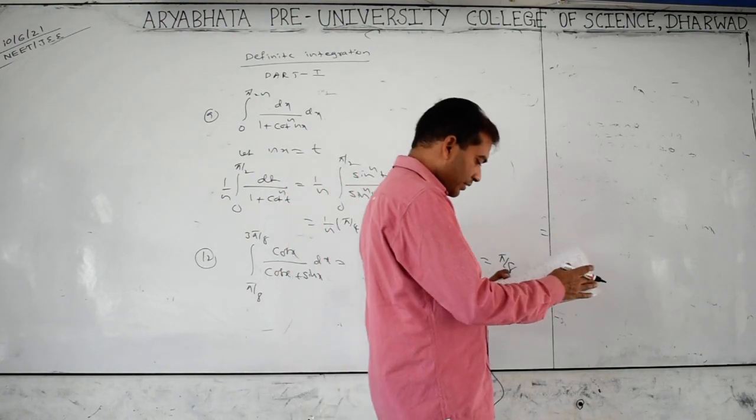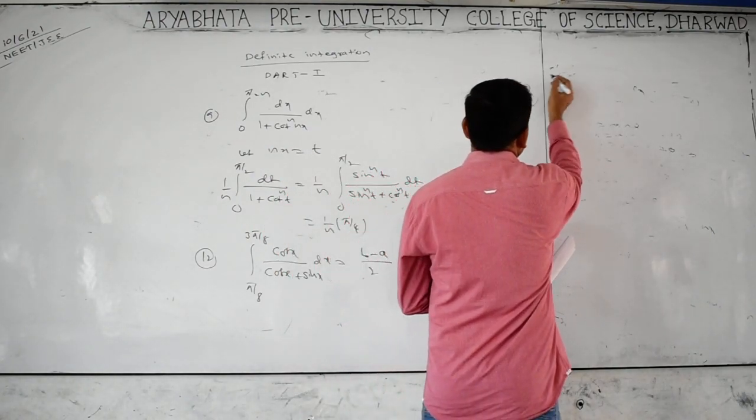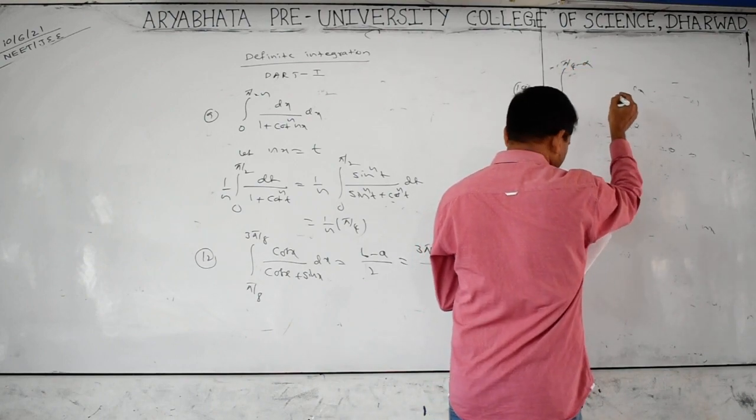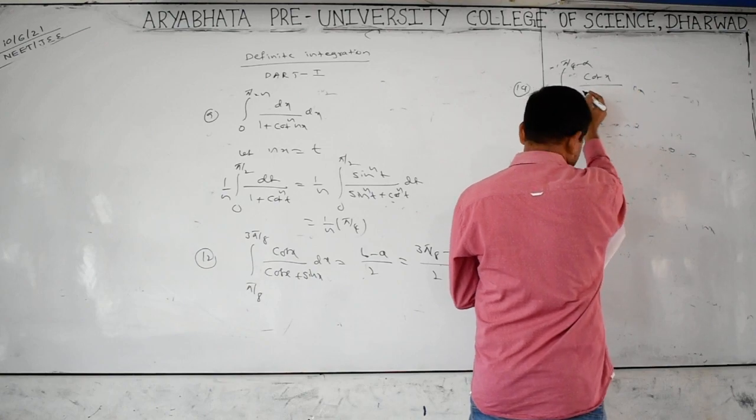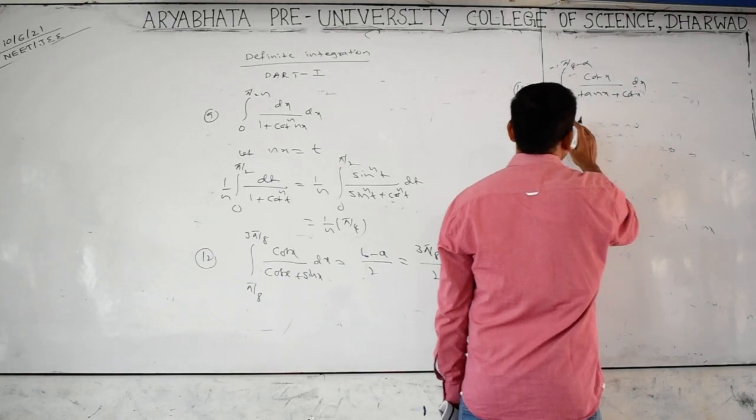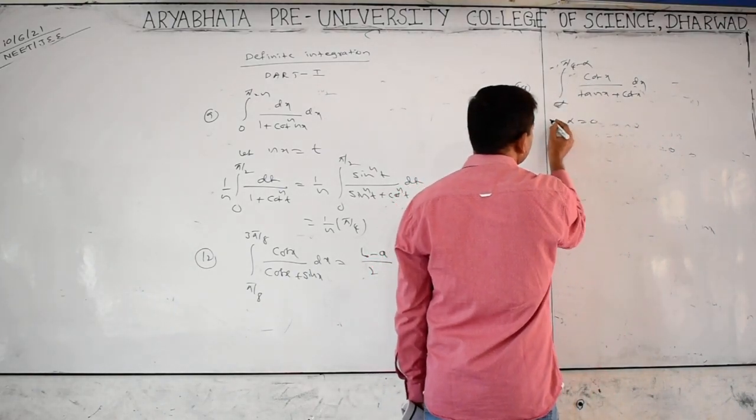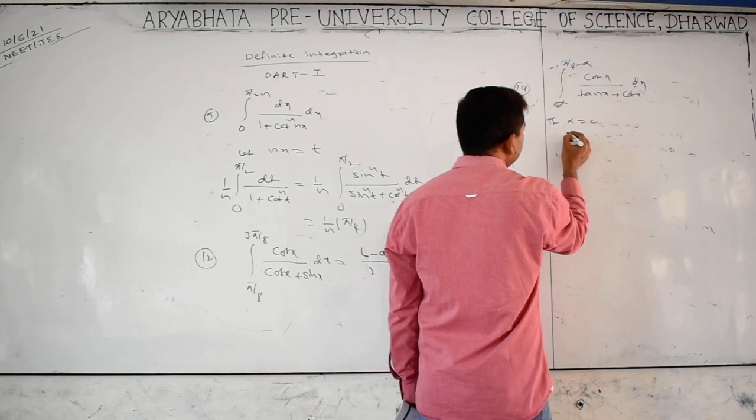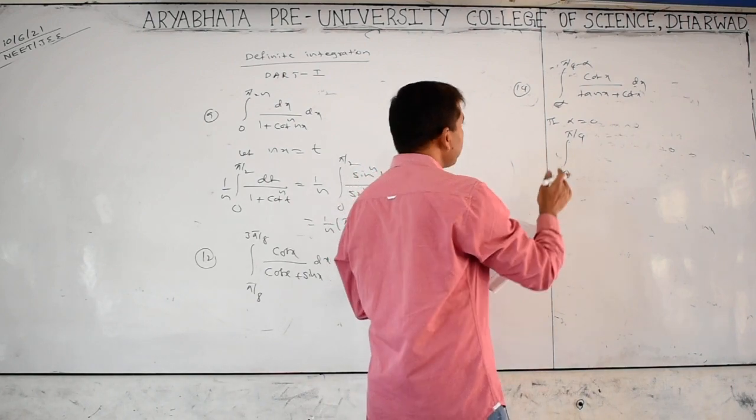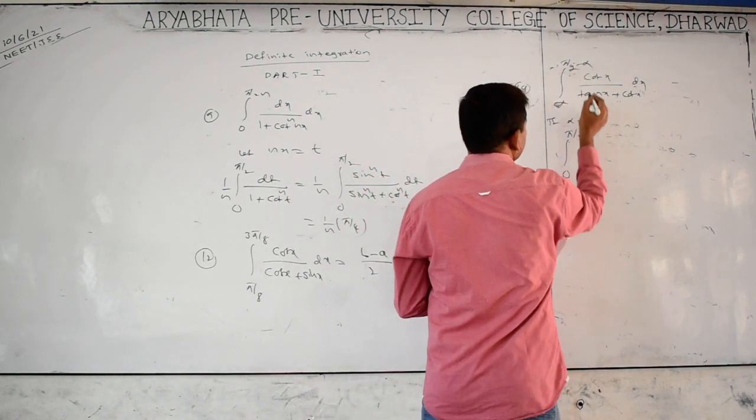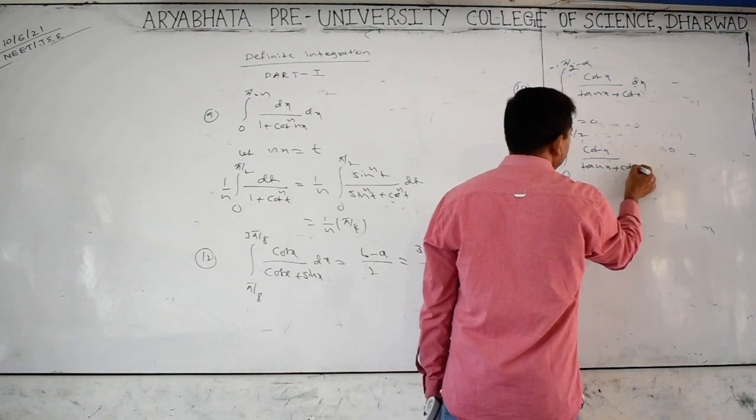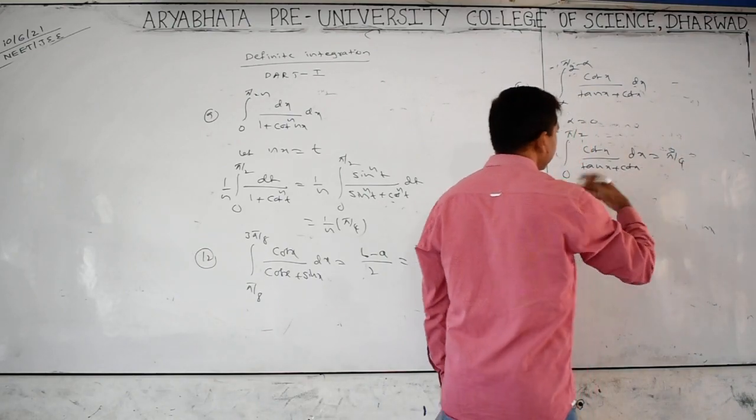Next, the 14th. Integration from alpha to pi by 4 minus alpha of cot x by tan x plus cot x. Here if alpha is 0, tell me the answer is 0 to pi by 4. If alpha is 0, it is 0 to pi by 2, this is not pi by 4, it is pi by 2. 0 to pi by 2, then cot x by tan x plus cot x. Tell me the answer is pi by 4. Finish the answer.